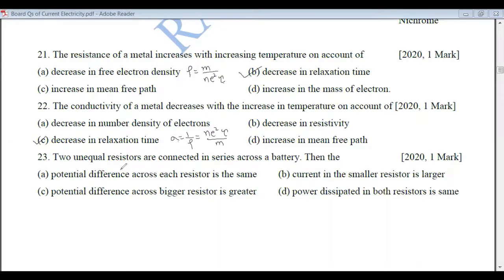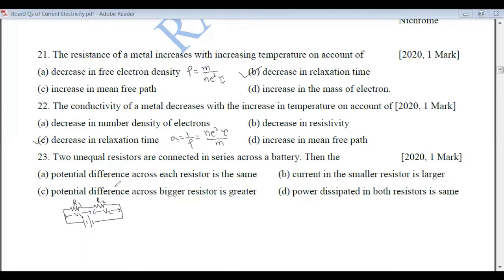Question number 23: two unequal resistors are connected in series across a battery. Let us consider that R1 and R2, which are unequal resistances, are connected in series and these two resistances are connected across a battery. Now here the first option is the potential difference across each resistor is the same. We know that in series combination, the potential difference developed across each resistor is different. If the value of the resistances is different, then V1 and V2 will be different.